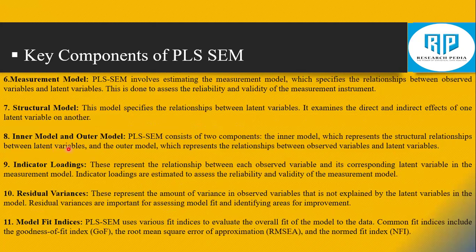Then we may have inner model and outer model for our indication. PLSM consists of two components: the inner model, which represents the structural relationship between latent variables, and the outer model, which represents the relationship between observed variable and latent variable. So when you are relating observed variable with latent variable, it is outer model. And when you are relating the latent variable with each other, it means you are relating one latent variable with another latent variable. So it becomes the inner model.